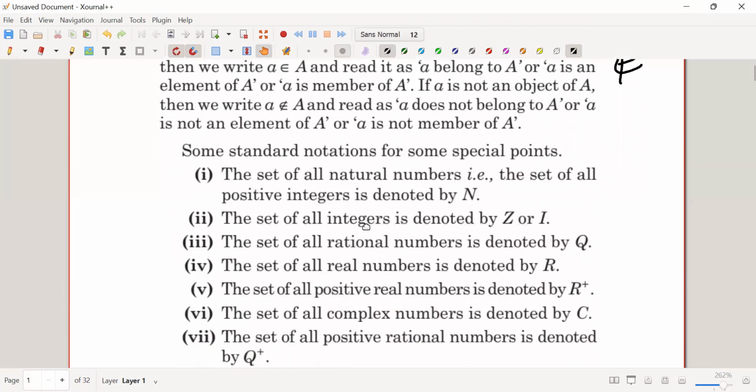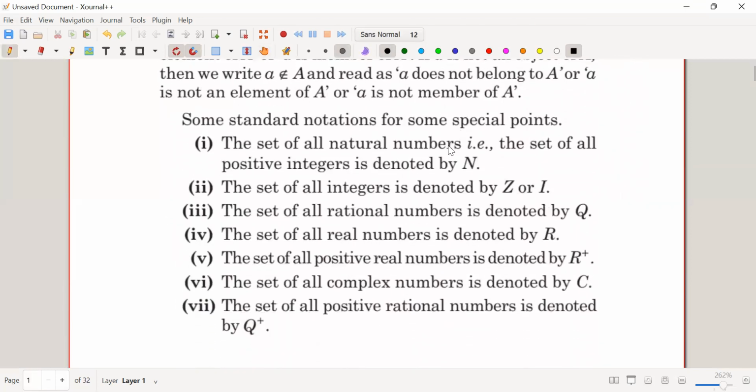Some standard notations for some special sets. The set of all natural numbers. The set of all positive integers is denoted by N, natural numbers.